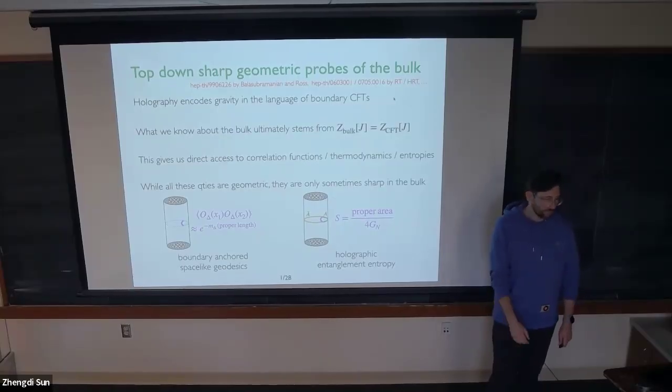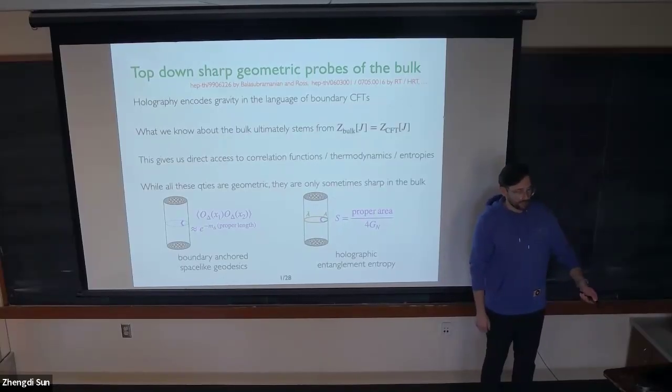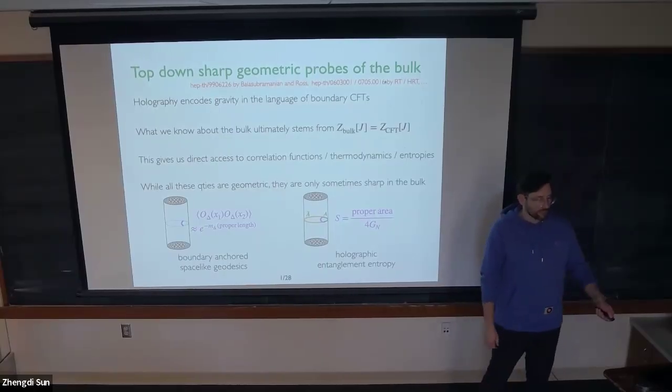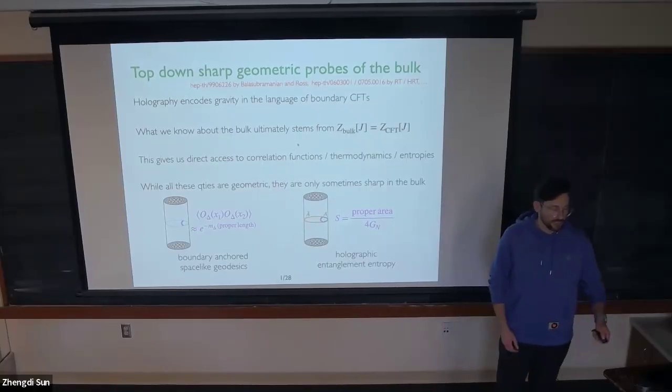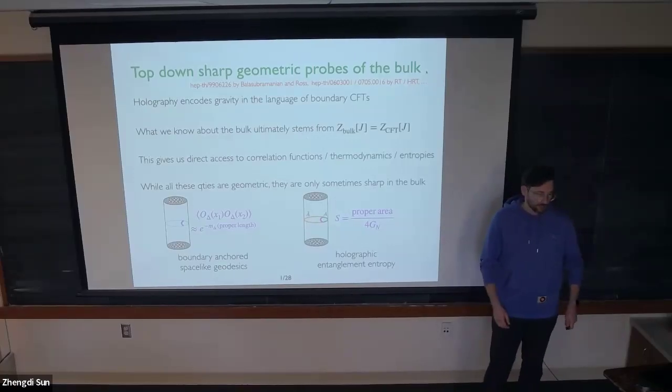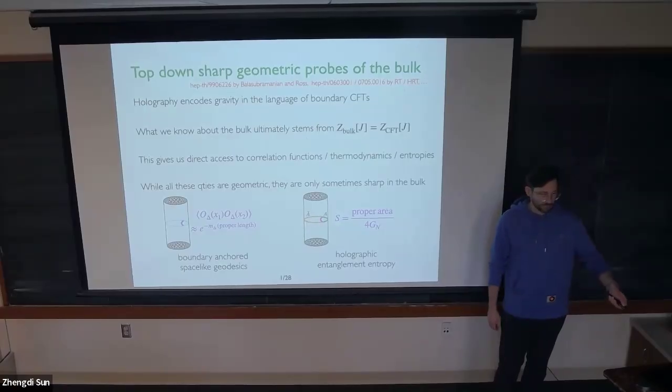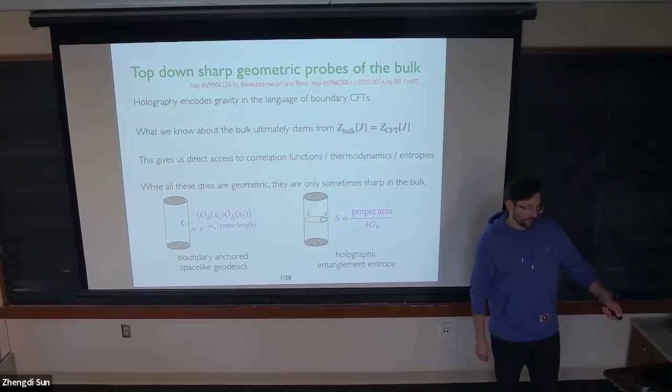Now, when you look at this holographic dictionary, it's kind of obvious that it gives us access to correlation functions, right? Because these correlation functions can be defined by taking functional derivatives of the partition function with respect to the sources, and setting the sources to appropriate values. So we can use the bulk counterparts to perform this exercise and get holographic representations of correlation functions. It also gives us access to thermodynamics.